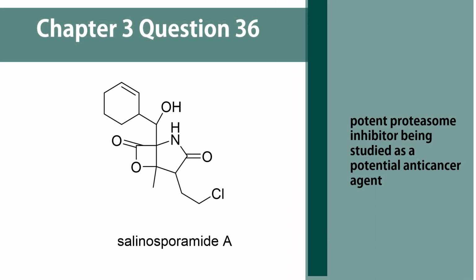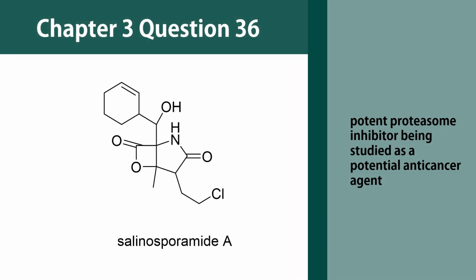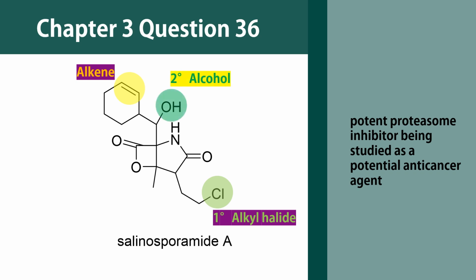Next is salinosporamide A. This is a potent proteasome inhibitor being studied as a potential anti-cancer agent. So in this case, first of all, find the multiple bond, which is an alkene. After that, identify the primary alkyl halide and the quite obvious one, secondary alcohol.